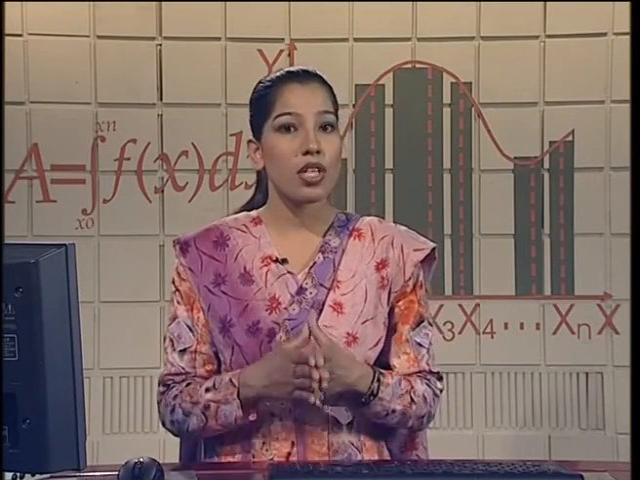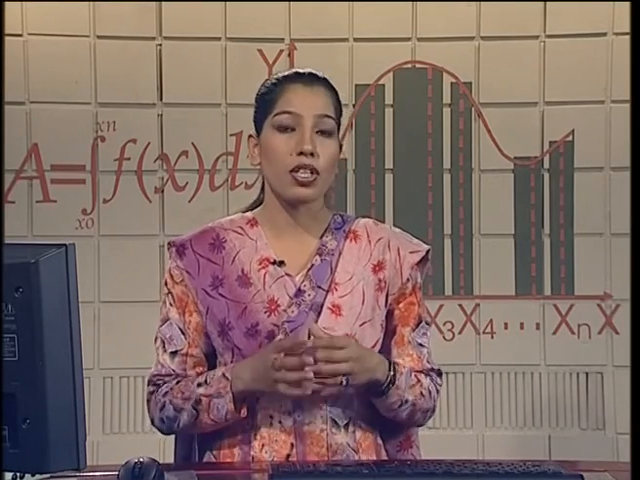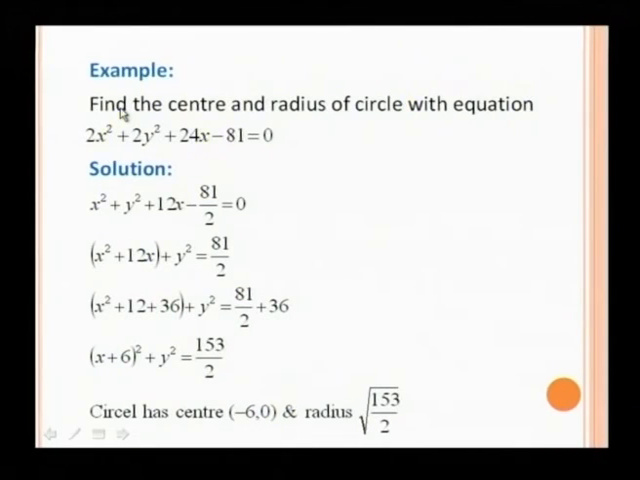Now we will find the center and radius of a circle with another certain equation. For this purpose, we are going to solve another example. We will use the square completing technique to solve the equation. You can see the example on the screen. We have to find the center and radius of the circle with equation 2x² + 2y² + 24x - 81 = 0.